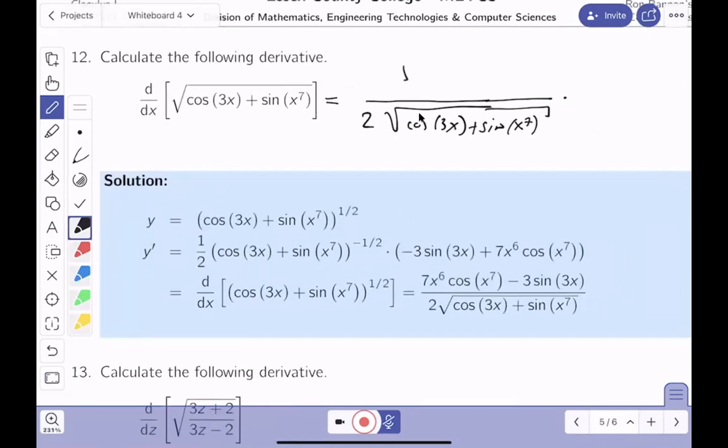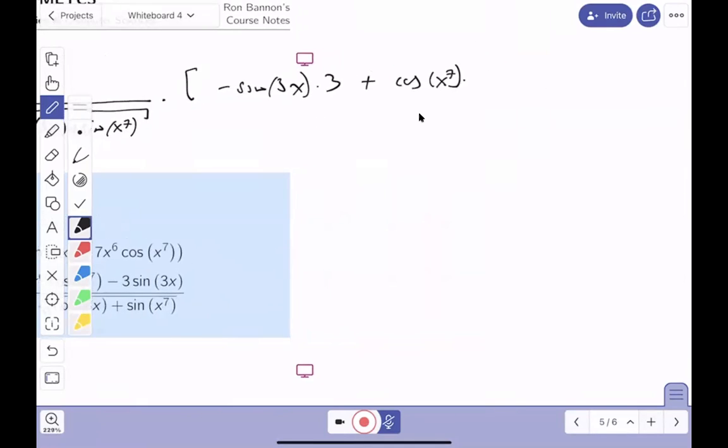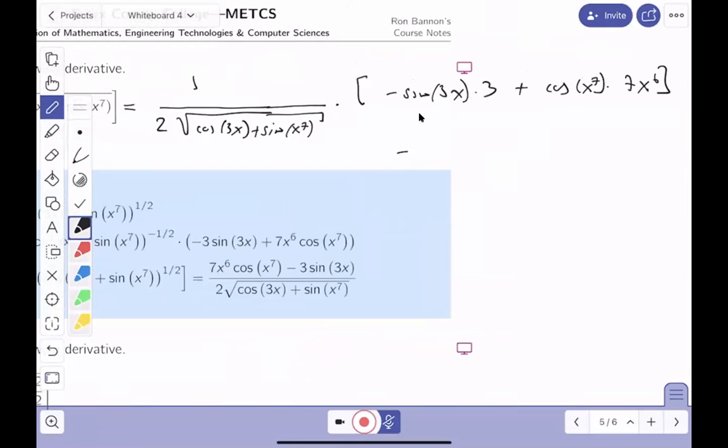times, I got to do it to the inside now. And it could be tough. Let's take a look at it. So the derivative of cosine is minus sine 3x times derivative of the inside, which is 3. Then I got to do the next guy, which can be plus cosine of x7 times 7x to the 6th. All right, I want to rewrite that guy because it just doesn't look right to me. And I'll write this down as the bottom, which is 2. We'll look at the key later.